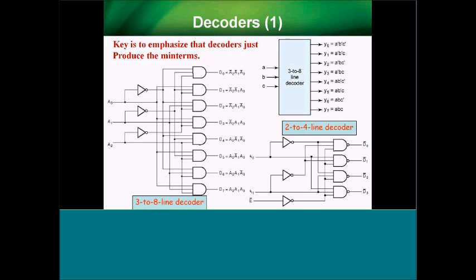So if ABC comes through as 101, it's going to light up M5, or in this case Y5 or D5 over here. So it doesn't really do much other than that. You can do things like binary to decimal or binary to BCD. If it's binary to decimal and you put in the number 9, 1001, it's going to kick out a 1 on the line for 9. So it doesn't really do much, but that way it does actually do a decimal conversion.